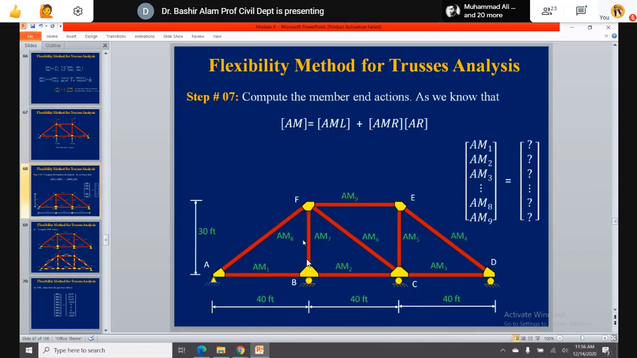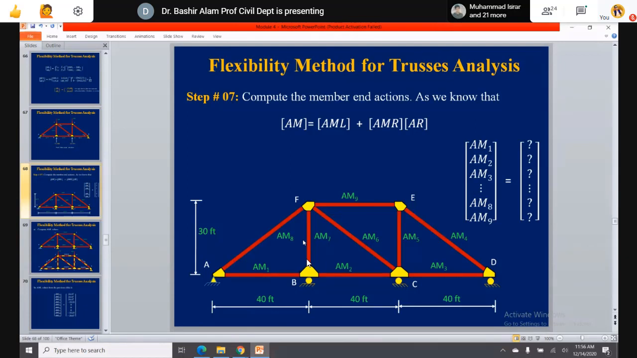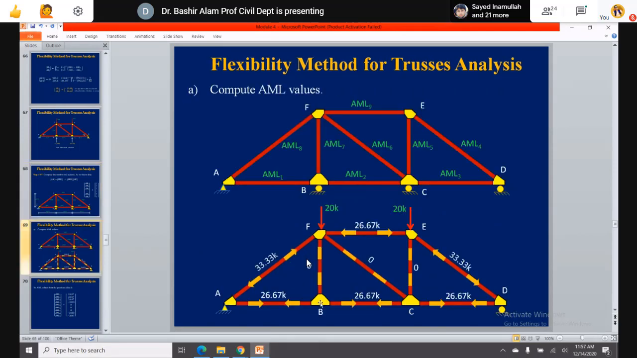Now, after this, you can apply your standard equation AM is equal to AML plus AMR times AR. AML you already have the values, AMR you already have the values. So you can now complete the various columns of the matrices. AM1, here I am labeling them, the diagonal bottom left side gets the priority. So AM1, AM2, AM3, then AM4, 5, 6, 7, 8, and AM9, all the 9 member forces. Accordingly, the AMLs are now labeled.